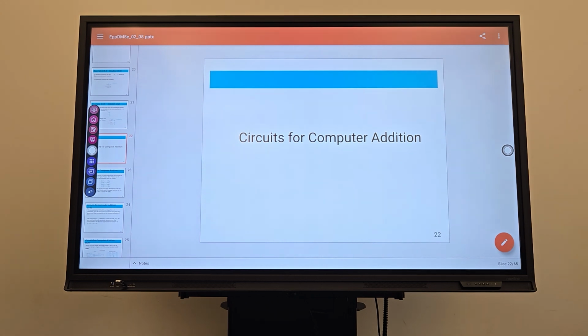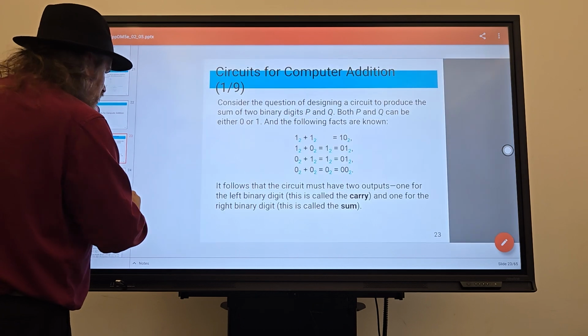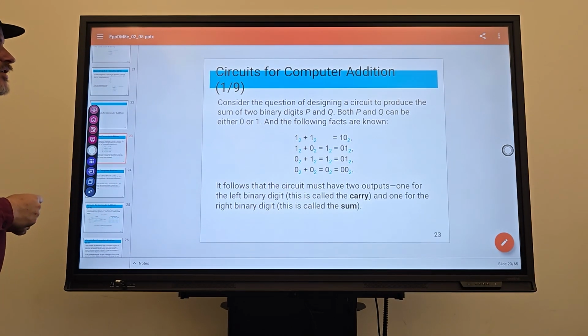Circuits for computer addition. So the circuit for producing a sum of binary digits has 2 outputs, not just one. It has the sum and then the carry, because 1 plus 1 equals 10. So you have to have 2 outputs if your 2 inputs are 1.